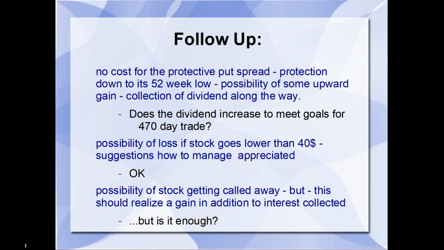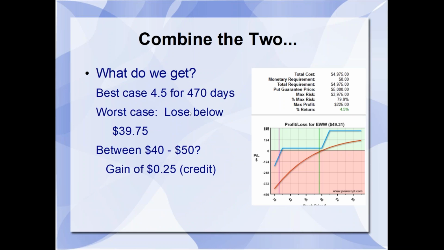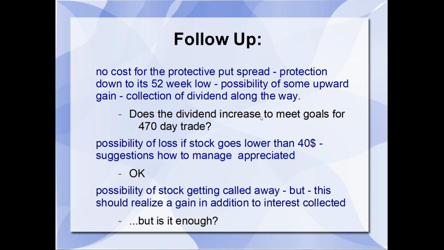Now, the example I showed you, 470 days out, max return, not assuming adjustments, and I'll get to that in a minute, is 4.5% if it does what you want, moves above 52. And let's say you get a 5% dividend per year, or 7.5 roughly for 470 days. So that would put you at a 12% return, 6% almost per year. First question, does even the dividend increase meet your goals for a 470-day trade? That's a question you have to ask for yourself.